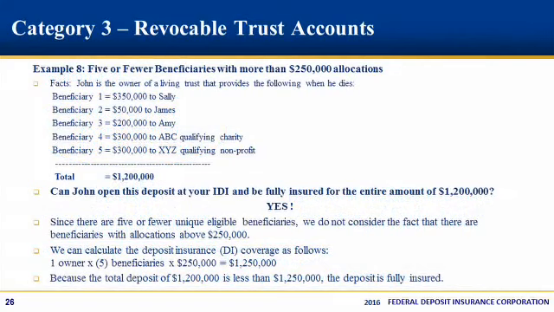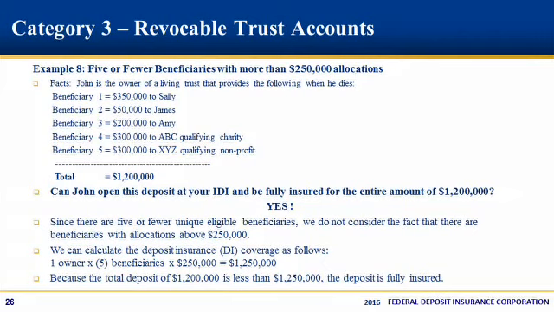Now let's look at our last example for revocable trust accounts with 5 or fewer beneficiaries. In example number 8, let's assume John has named 5 beneficiaries under his formal trust agreement with specific allocations to each of the beneficiaries listed here on the slide. The question he wants you to answer is, can I deposit $1,200,000 using this trust agreement and have the deposit fully insured?